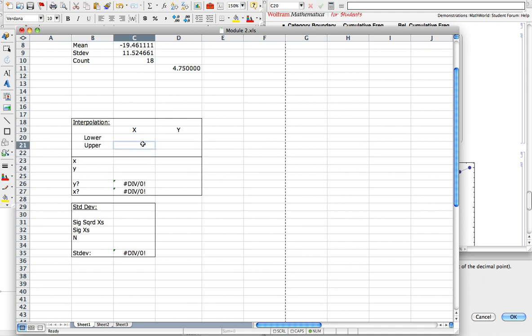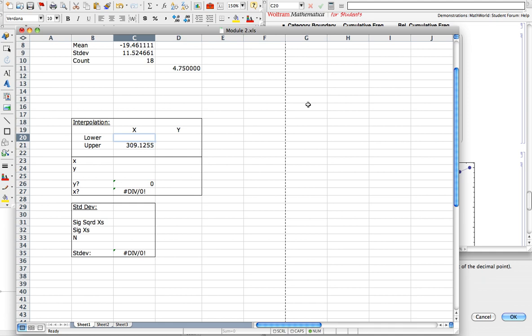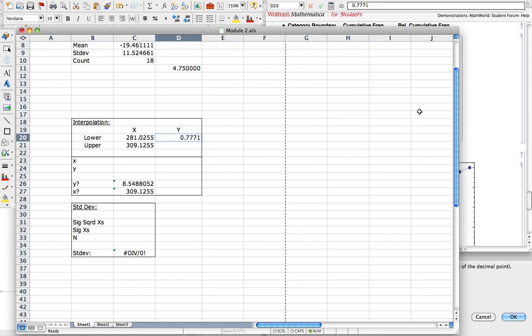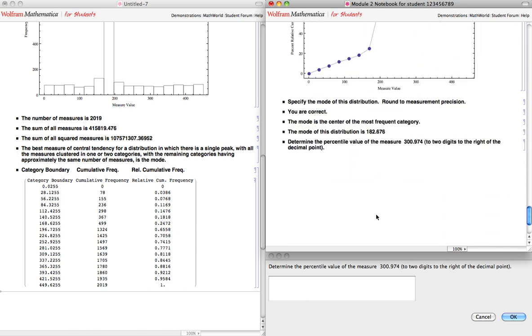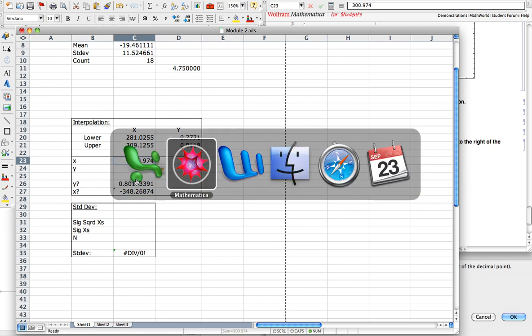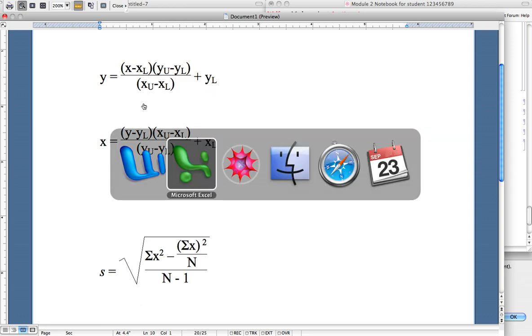Now you know what the upper x value is, you know what the lower x value is, you know what the corresponding upper y value is, as well as the, or sorry, that was the lower y value. This is the upper y value. Now in this case what you are given is an x value, and what you're doing is solving for y. The way I'm solving for y on Excel is using this exact equation, but to save time I've programmed it into Excel.